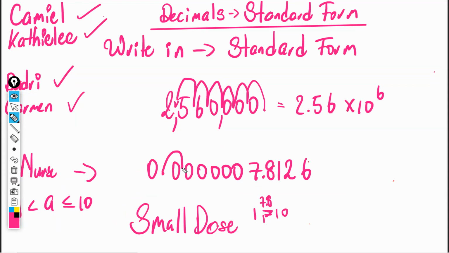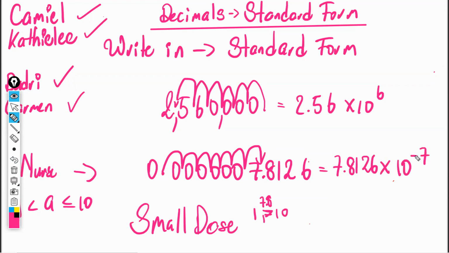So I have to move it 1, 2, 3, 4, 5, 6, 7 places to the left. I mean, places to the right. And the answer would be 7.8126 times 10 to the negative 7. So you notice, guys, this was positive 6 because it was a big number. Because it's a small number, it's negative 7. Make sense, guys?